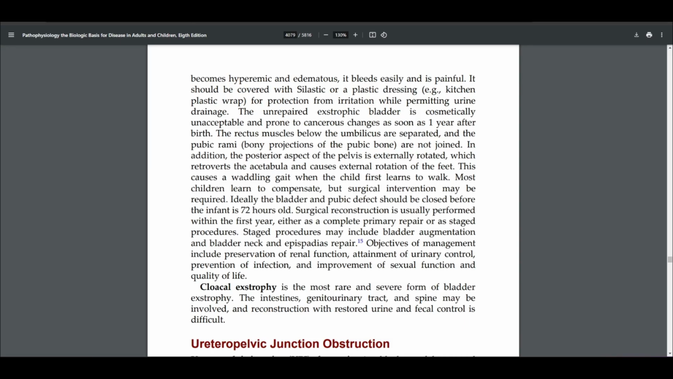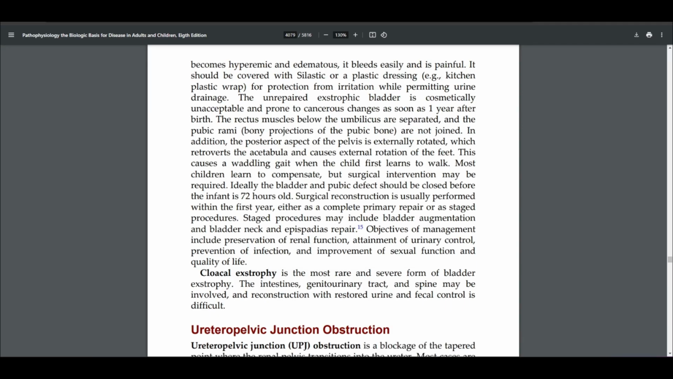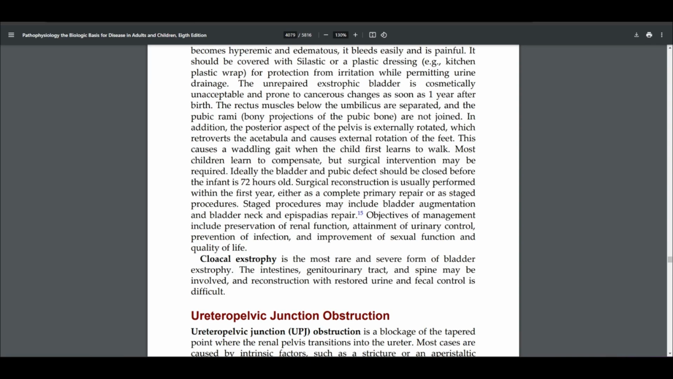Ideally, the bladder and the pubic defect should be closed before the infant is 72 hours old. Surgical reconstruction is usually performed within the first year, either as a complete primary repair or as a staged procedure. Staged procedures may include bladder augmentation and bladder neck and epispadias repair. Objectives of management include preservation of renal function, attainment of urinary control, prevention of infection, and improvement of sexual function and quality of life.